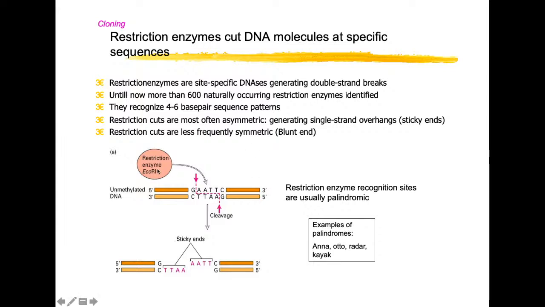So restriction enzyme, that is from E. coli. So this shows a cleavage system here. There is one unmethylated and the other is DNA, right? Then they will produce these sticky ends like CTTAA, then AATTC. These restriction enzymes recognize sites which are usually palindromic. Palindromic means we can spell them from the left or from the right, and they will be spelled the same way, such as ANA, OTO, RADAR, KAYAK.